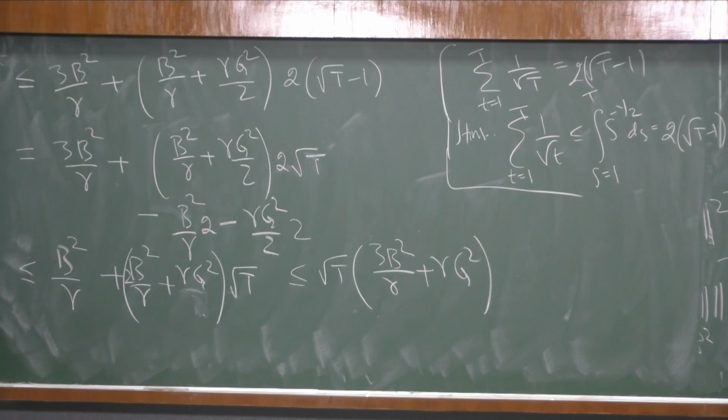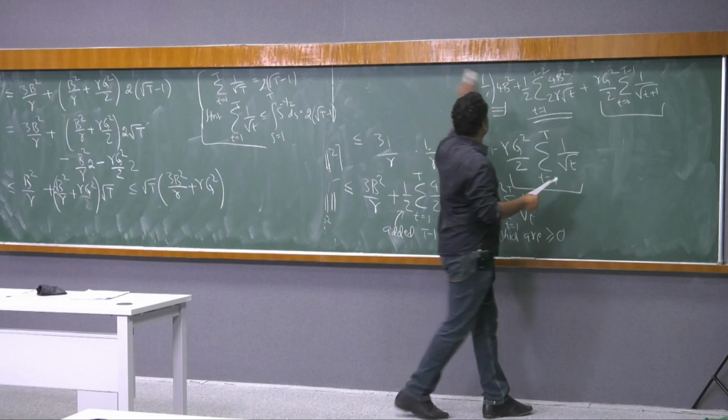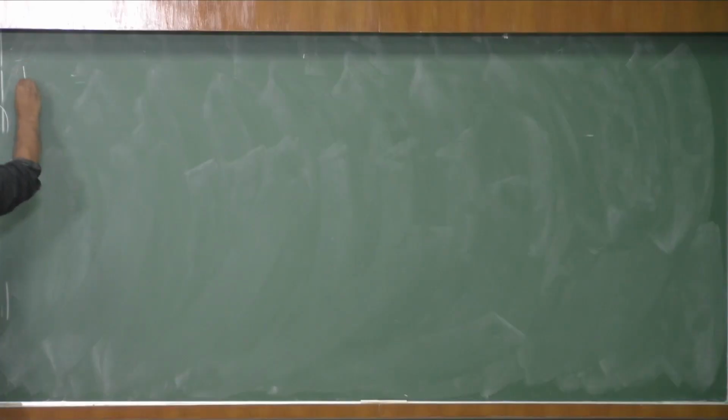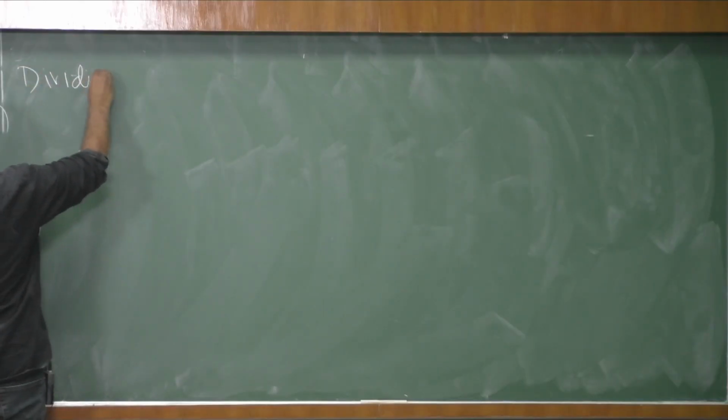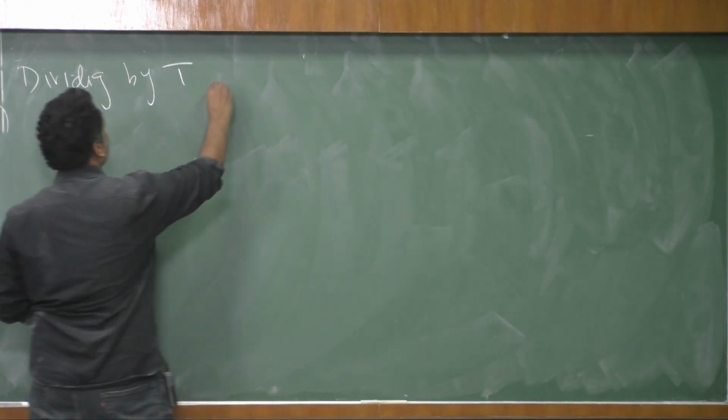Okay. So what we will do is that we will divide throughout by t. Okay. And then we will use Jensen's inequality. We have done these steps before as well. Whenever we have this average of the iterates, we do this. So let us do this as a final step, dividing throughout by t and using Jensen's inequality.